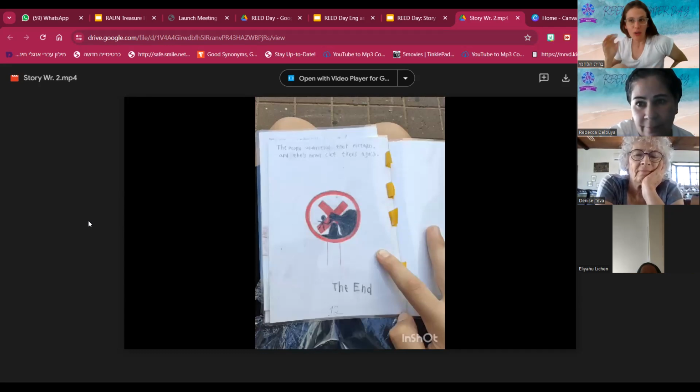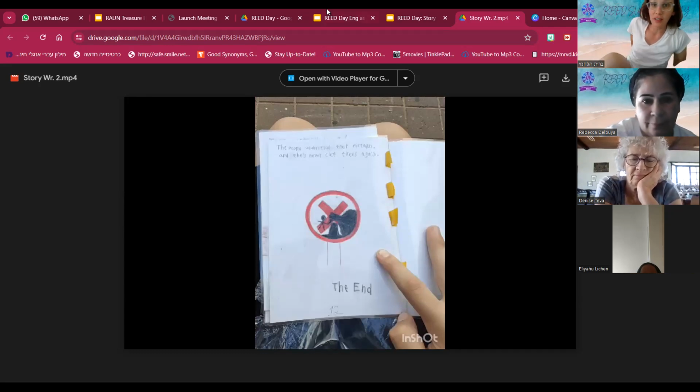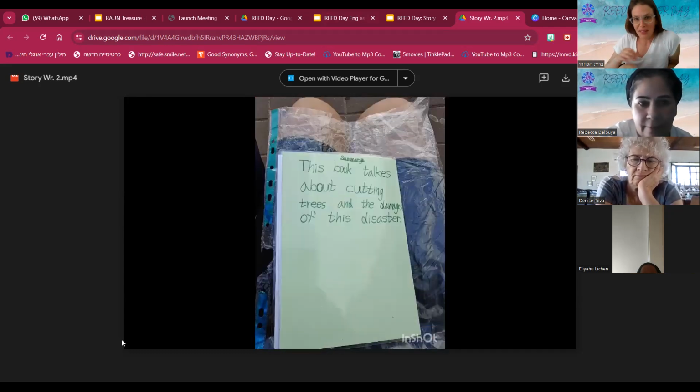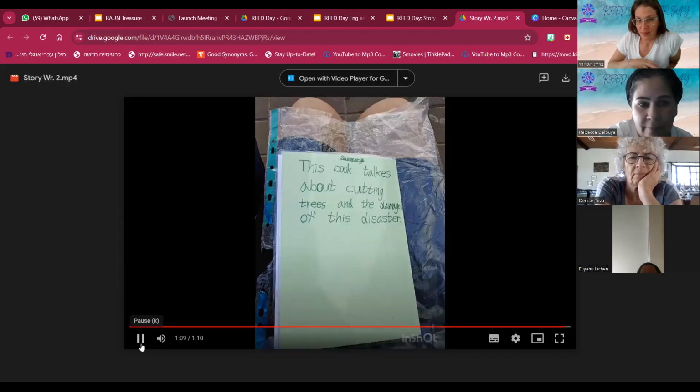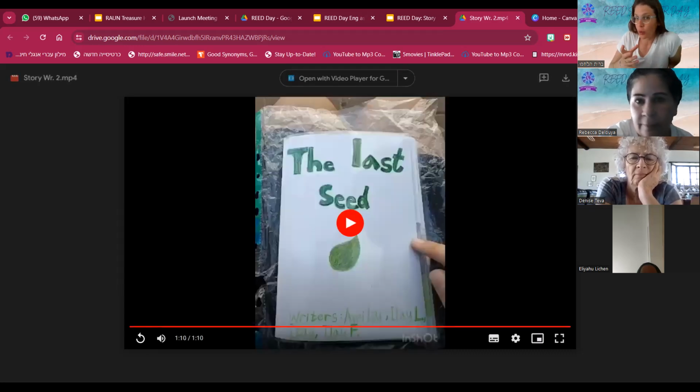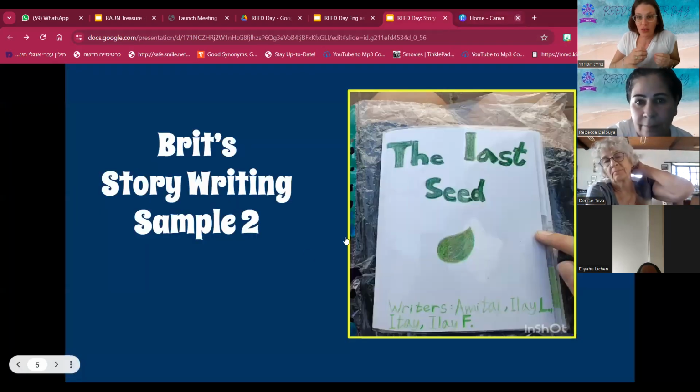I think that you can definitely see the differentiated teaching in it. This book's talk, look how he spelled talks, okay? For example, the small things, but it's okay. They tried, they did it.